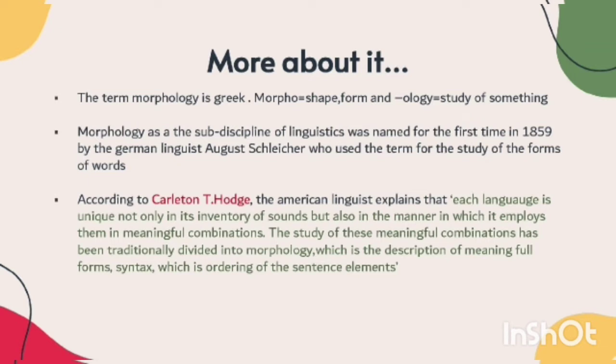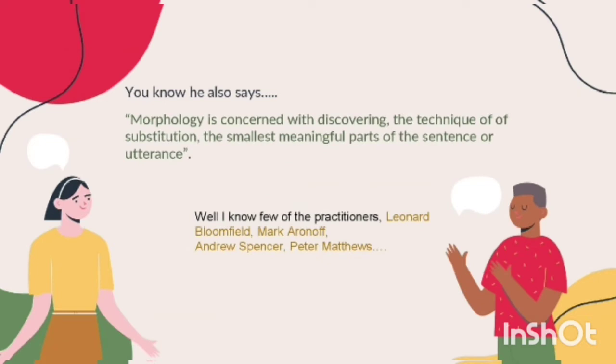According to Carleton T. Hodge, the American linguist, each language is unique not only in its inventory of sounds but also in the manner in which it employs them in meaningful combinations. The study of these meaningful combinations has been traditionally divided into morphology, which is the description of meaningful forms, and syntax, which is the ordering of sentence elements. He also says that morphology is concerned with discovering, by the technique of substitution, the smallest meaningful parts of sentences or utterances.